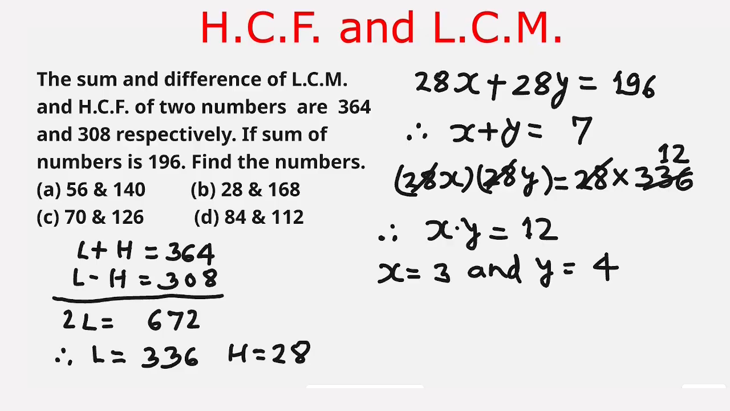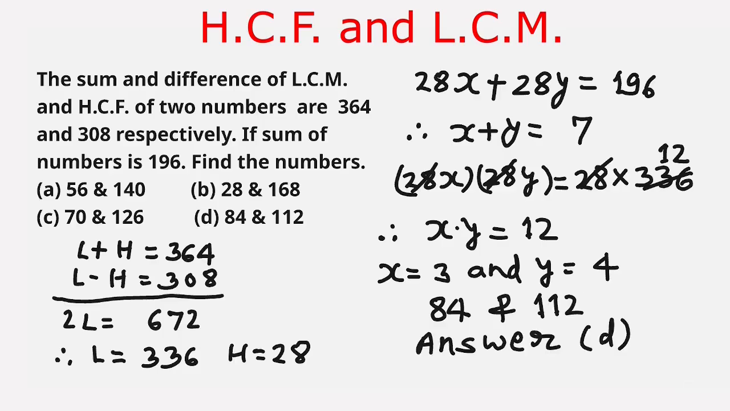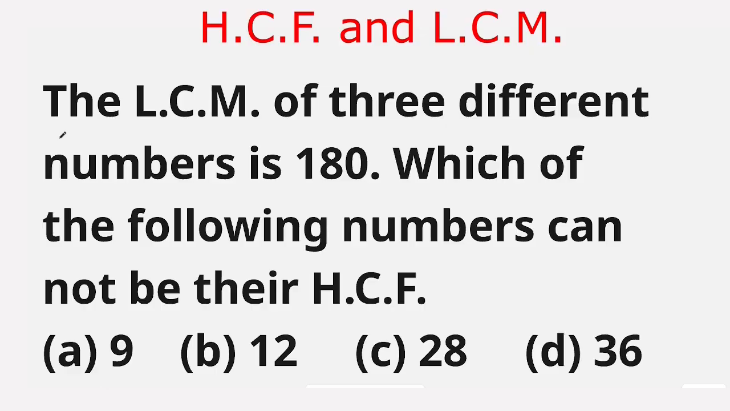28 multiplied by 3 is 84. Therefore, one number is 84 and the other number is 28 times 4, which is 112. And from the given options, our answer is option D, 84 and 112. I hope you have understood the method of solving such type of questions. We go to the next question.